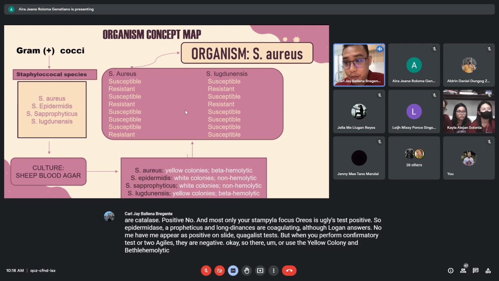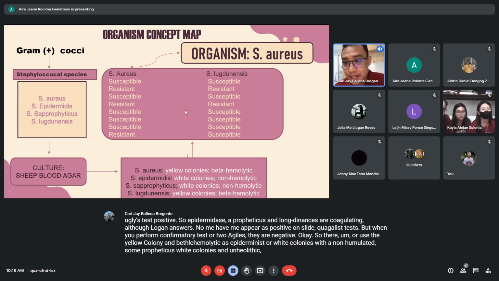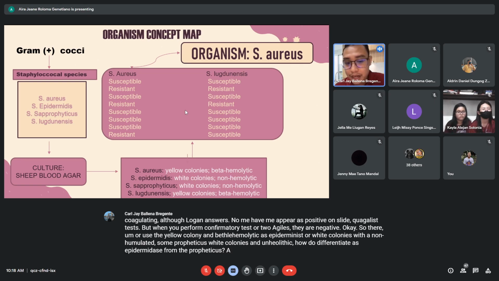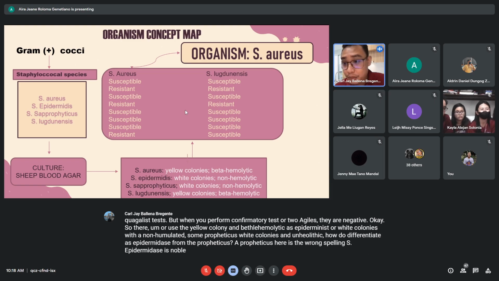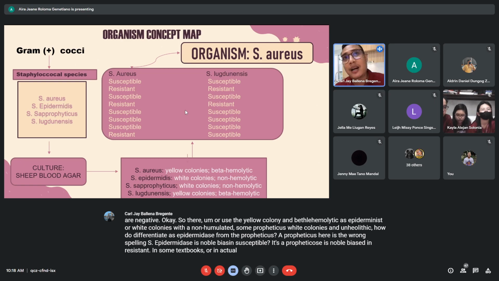S. epidermidis forms white colonies and is non-hemolytic. Saprophyticus, white colonies and non-hemolytic. How do you differentiate S. epidermidis from saprophyticus? Saprophyticus here is a wrong spelling. S. epidermidis is novobiocin susceptible. Saprophyticus is novobiocin resistant. In some textbooks or in actual scenarios, class, saprophyticus may appear as yellow colonies.